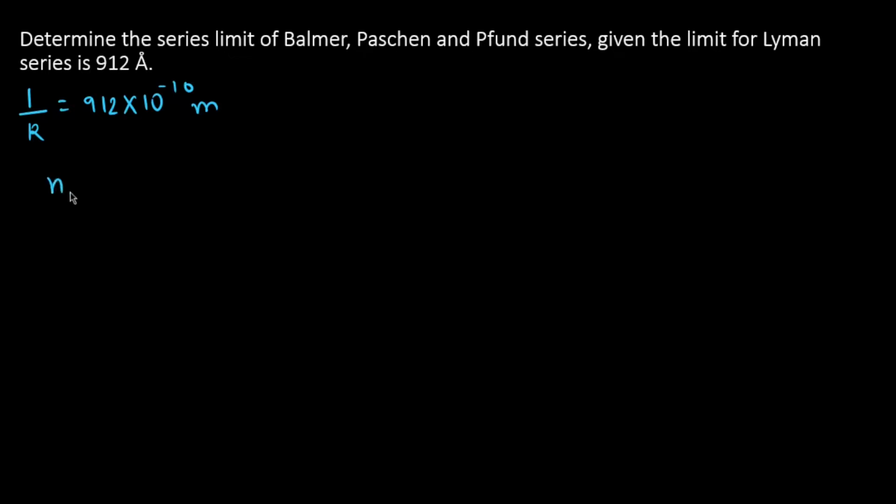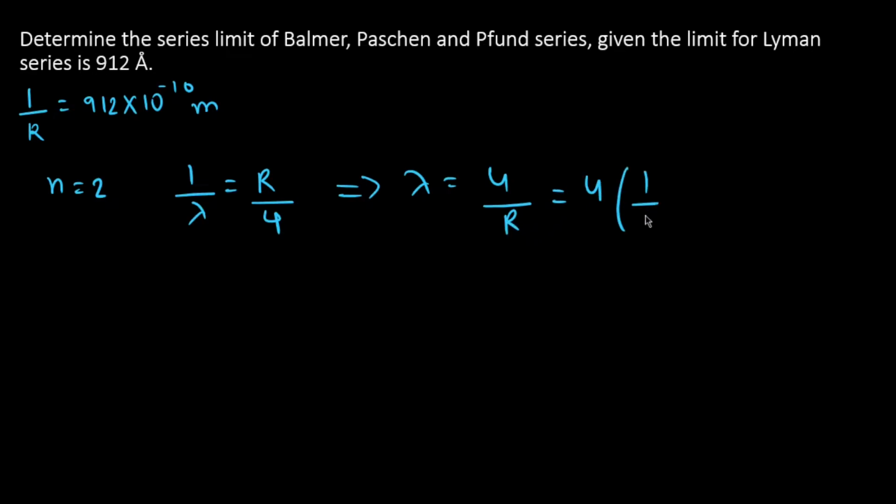So using this value of 1 by R, let's calculate the series limit of Balmer, Paschen and Pfund. So for Balmer series n equal to 2. With it we get the formula as 1 by lambda equal to R upon 2 square, that is 4. So our lambda becomes 4 divided by R, or you can write it as 4 multiplied by 1 by R, and we know the value of 1 by R as 912 into 10 raised to minus 10 meters. So 4 into 912 into 10 raised to minus 10 meter. That is, for Balmer series, the series limit we get at wavelength of 3646 Angstrom.